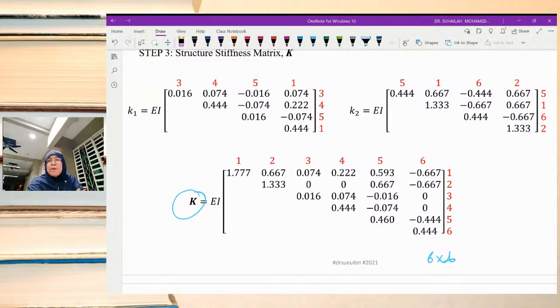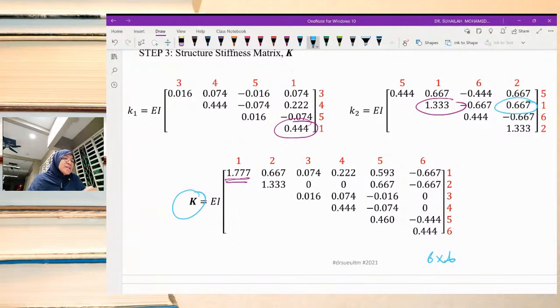So we have to do it one by one. 1 1: 1 1 plus this plus this. Okay, so we get this one, and then we continue to 1 2. There is no 1 2 in K1. We only have 1 2 in K2. So 1 2 to 1 is the same.